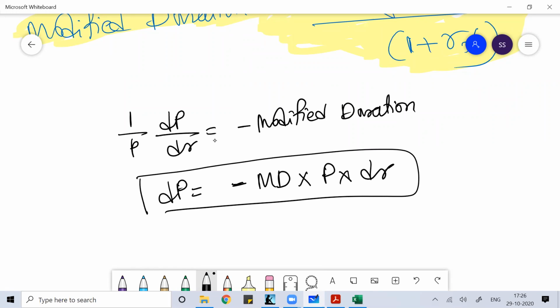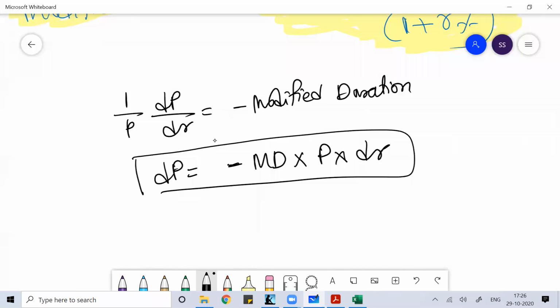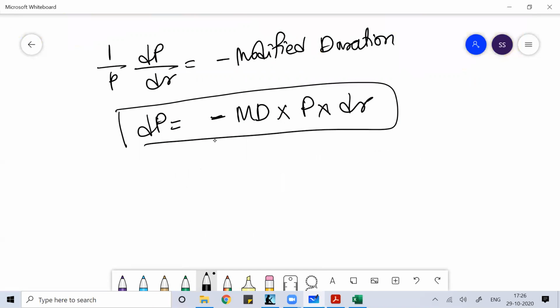The price of the bond is inversely related to the change in interest rate. Whenever the interest rate increases, the price of the bond decreases. Whenever the interest rate decreases, the price of the bond increases. So if you want to measure how much your price is changing with the change in interest rate, you can use this formula to find that change.